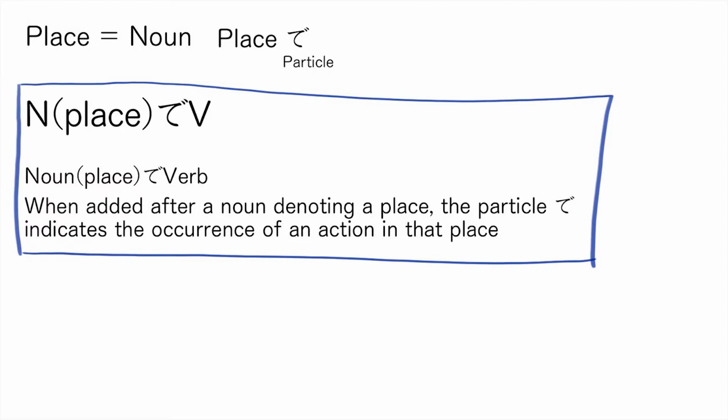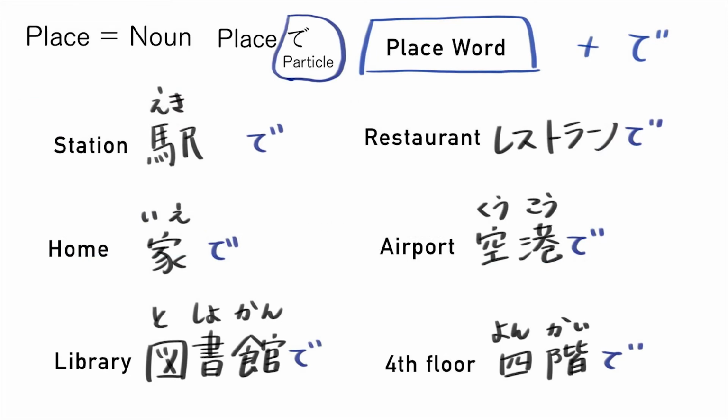When added after a noun denoting a place, the particle de indicates the occurrence of an action in that place. Place word plus de.